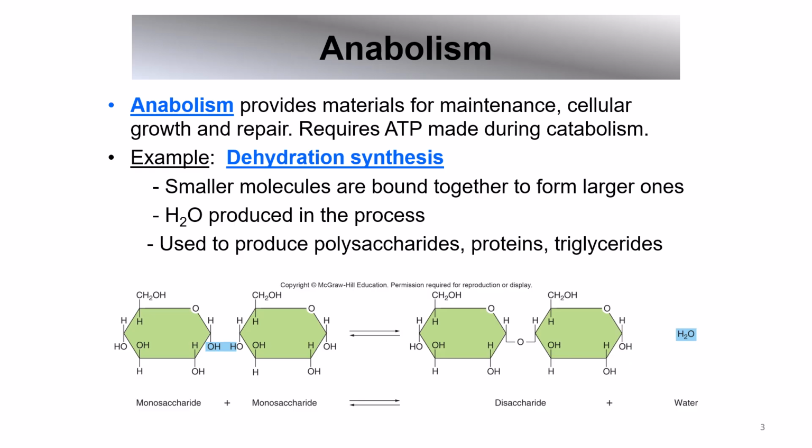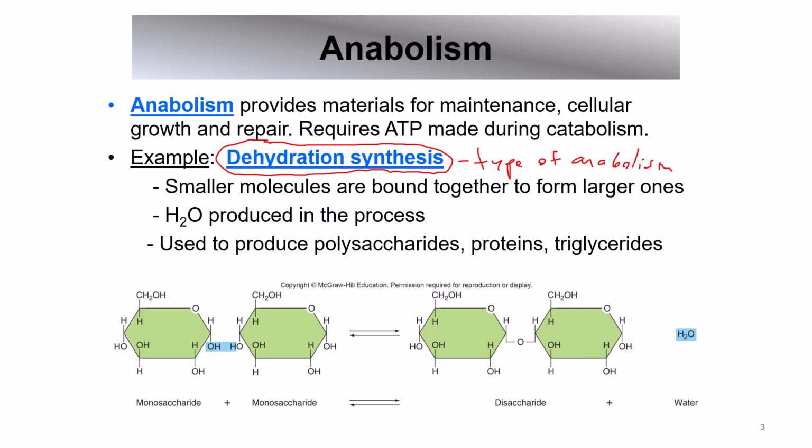A little bit more about anabolism. Anabolism is important for the growth of our body, so multiplication of cells and repair. It does require ATP though. Know that dehydration synthesis is just a type of metabolism, a type of anabolism to be more specific.